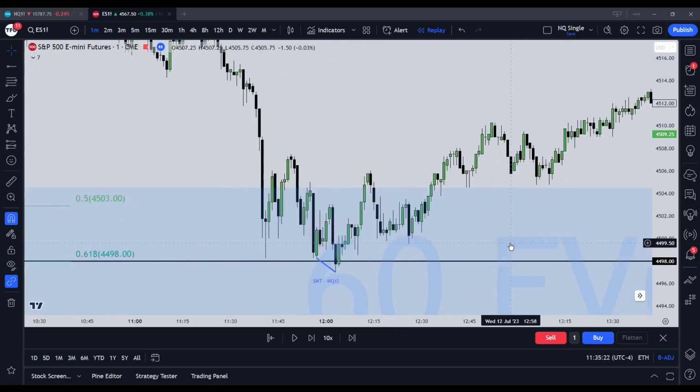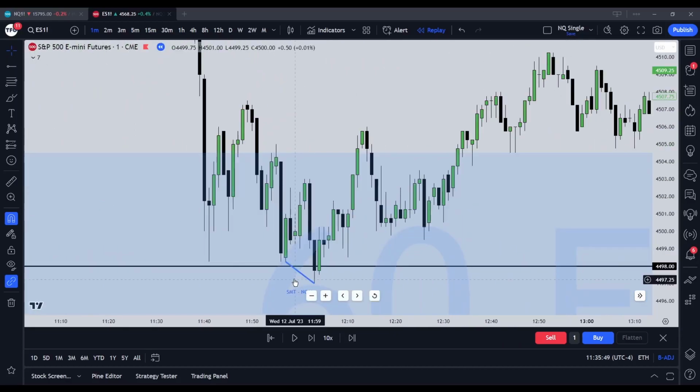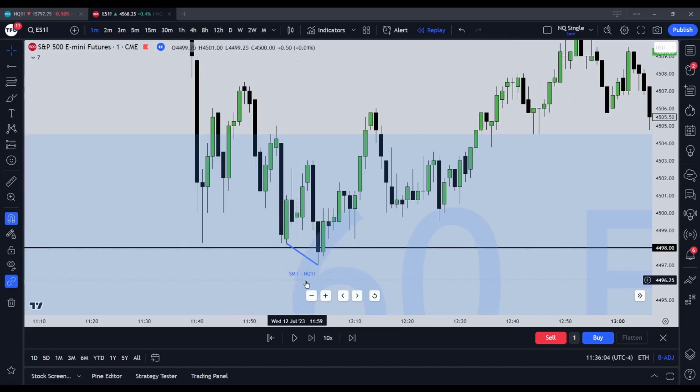I want to zoom in here a little bit so we can see what's going on. So as we dig into the 0.618 retracement of the morning move, you can see we're taking these relative equal lows. So we're taking sell stops. We have SMT with NQ, meaning NQ at this time was making a higher high.